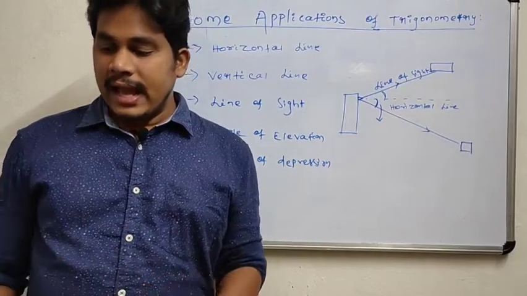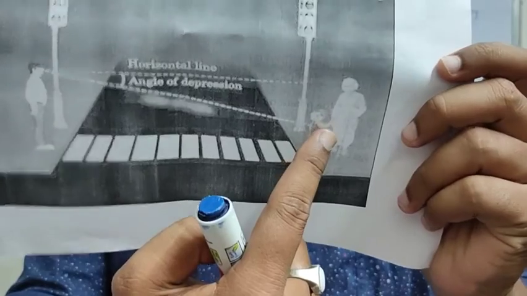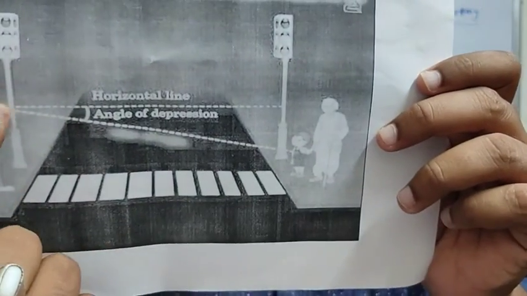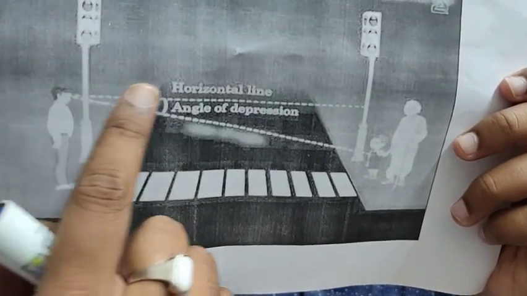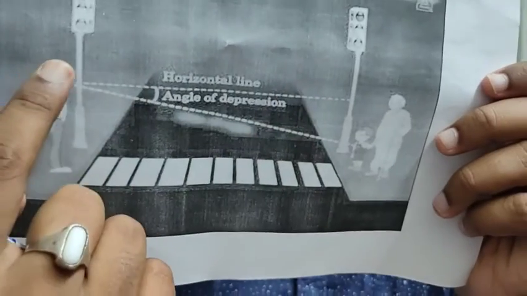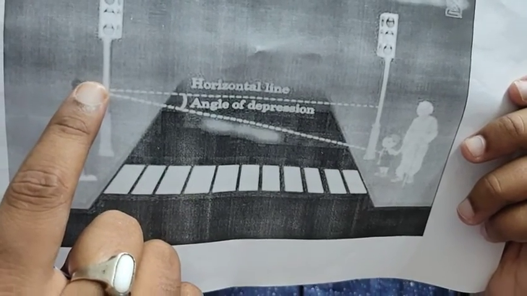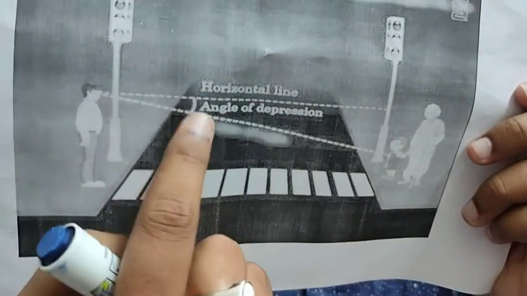To understand this, I will take another example. See students, this is a person who is standing near the signal, and here another, younger person is standing on the opposite side of the signal. This is the position of the eye, and he will be termed as the observer, and this straight line is the horizontal line, and he wants to see him. The line joining the position of the eye to this object is the line of sight, and the angle between these two is, simply, the angle of depression.